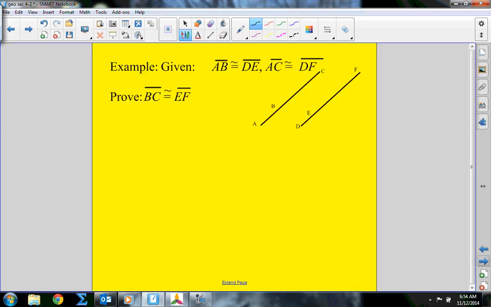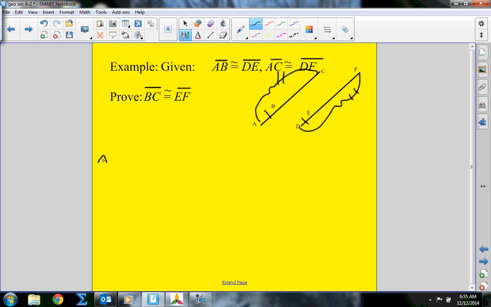Alright, so let's do a flow proof together. We're given that segment AB is congruent to segment DE, and AC is the same as DF. We want to prove that BC and EF are the same. So this is really a proof from chapter 2, where we did segment relationships, but we should be able to do it in our new format.